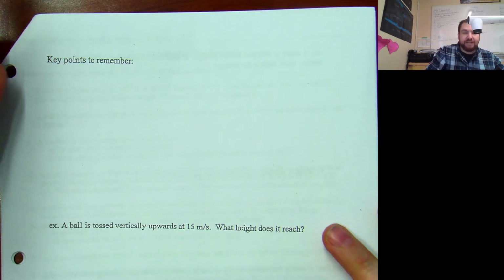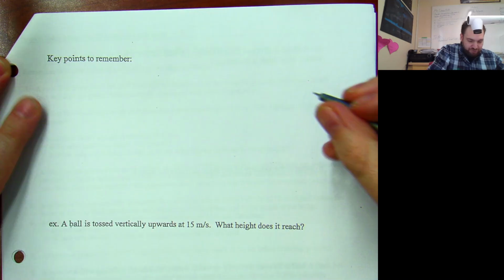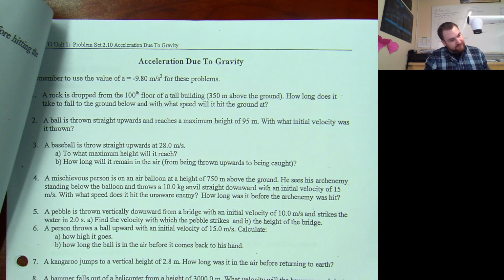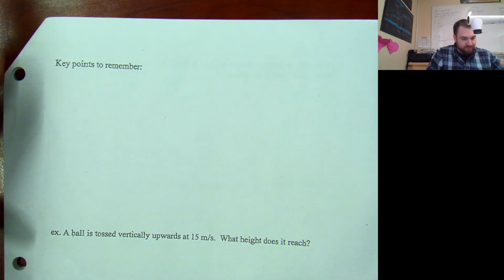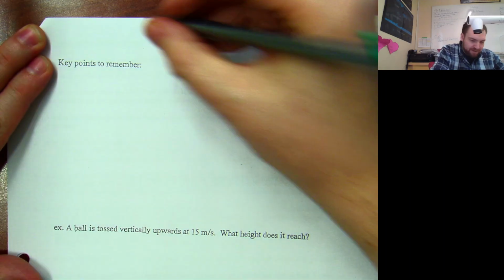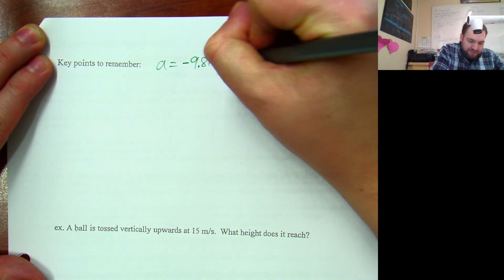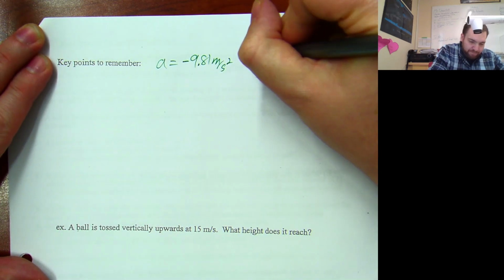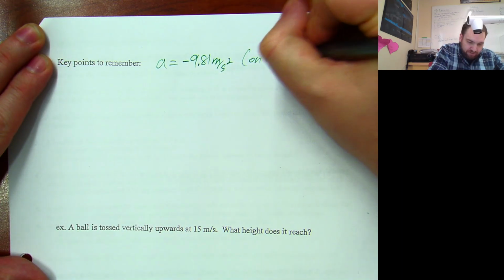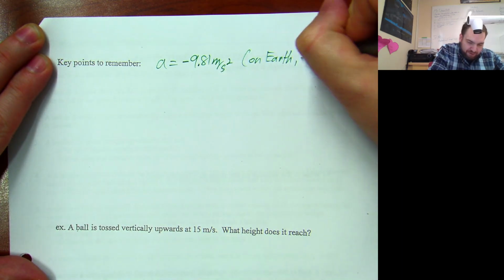Okay, so here's what you need to remember. Let's draw this thing. The acceleration is equal to negative 9.81 meters per second squared on Earth, everywhere.